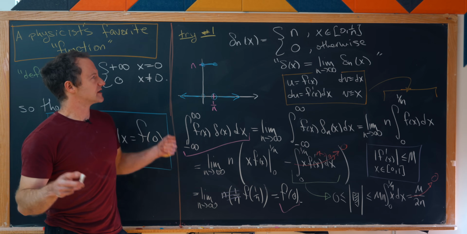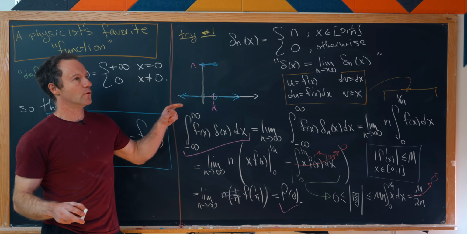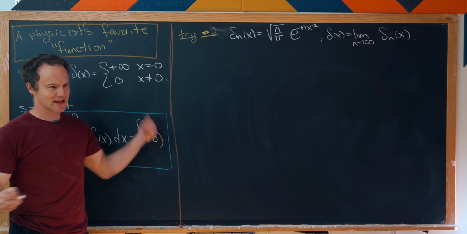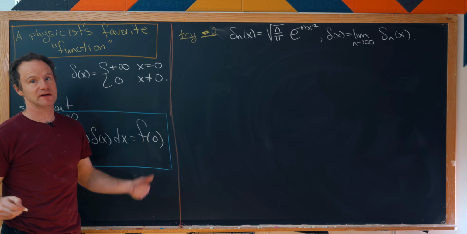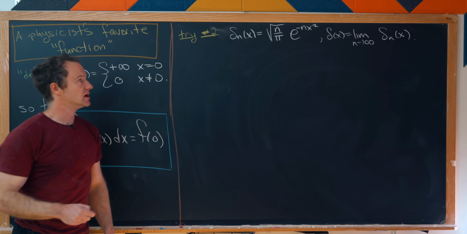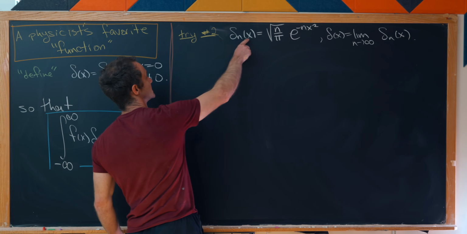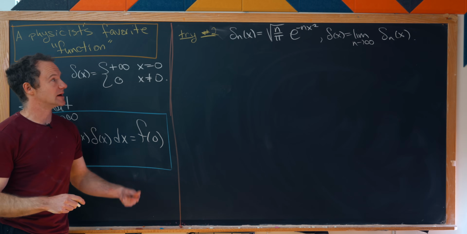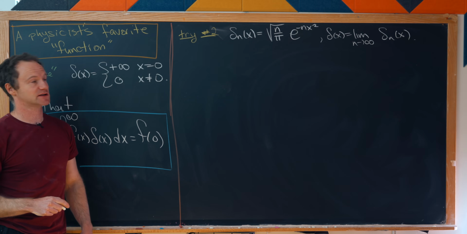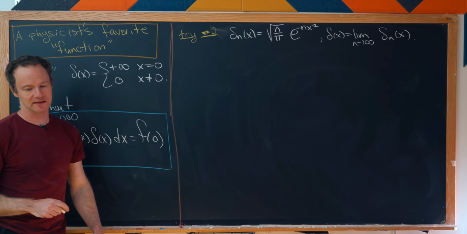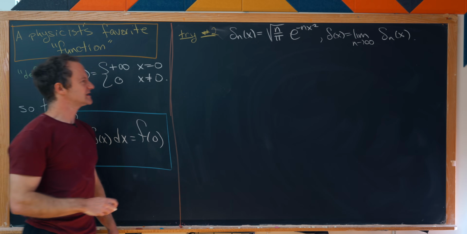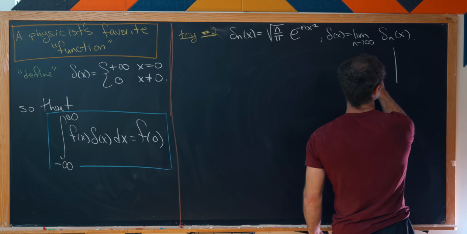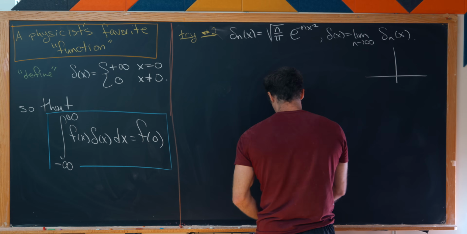Okay, so let's try this one more time, but now with a continuous function. So for our next go at this, like I said, we're going to do this with a family of continuous functions. And those continuous functions will be delta n of x, which is equal to the square root of n over pi times e to the minus n x squared. And then of course delta of x will be that limit. So this gives you something that is smoother but still has this spike action happening at the origin.